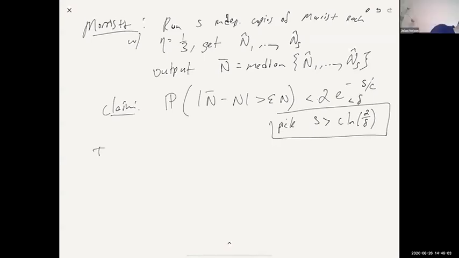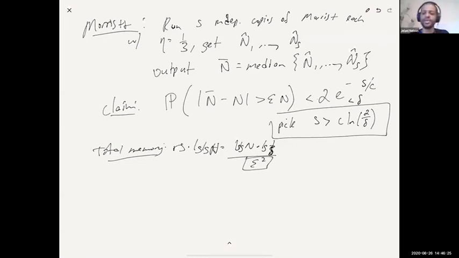So the total memory will be r times s times log n, which is something like log n times log 1 over delta over epsilon squared, which is also not the ideal thing because I want a better dependence on epsilon. Instead of 1 over epsilon squared, I want log 1 over epsilon. But why does this claim hold?